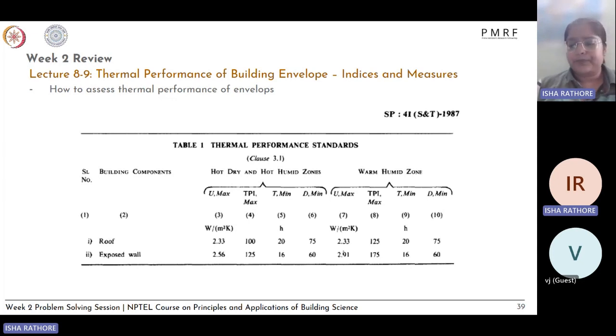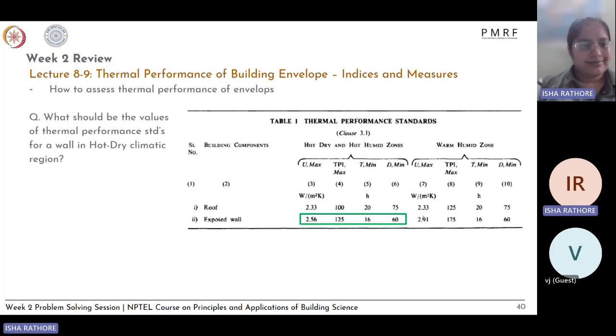And these are the benchmarks or limits set up by the National Building Code as well, which refers to SP41 for the same. Okay, so what should be the values of thermal performance standards for the wall in hot, dry climatic regions? We are given this table, so you can directly read for your hot, dry climate region, these range of values apply. So for your walls, the values are a maximum U value of 2.56, maximum TPI of 125, that is, it should be lesser than or equivalent to class A or class B.